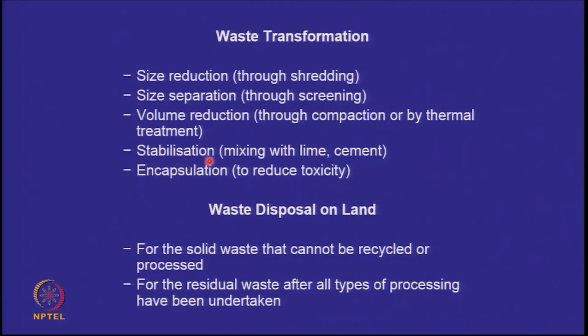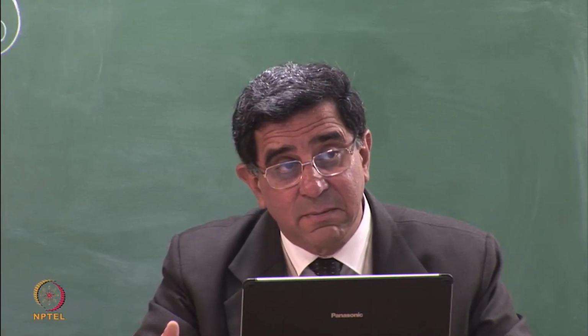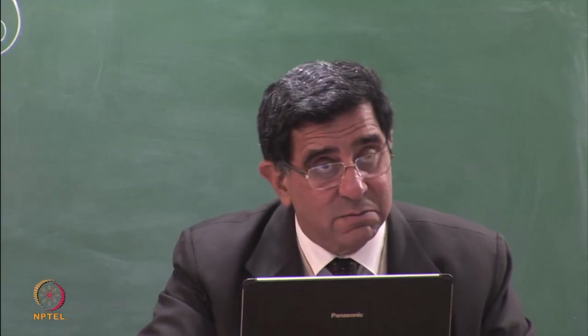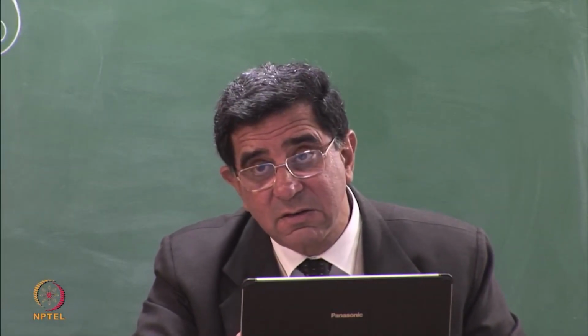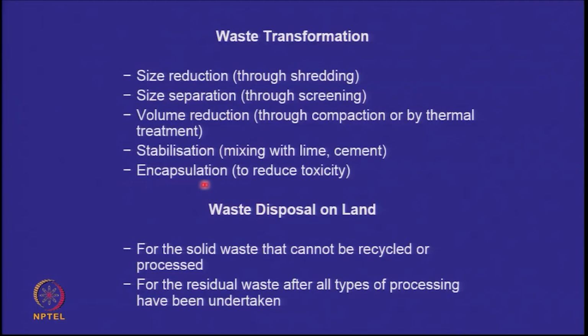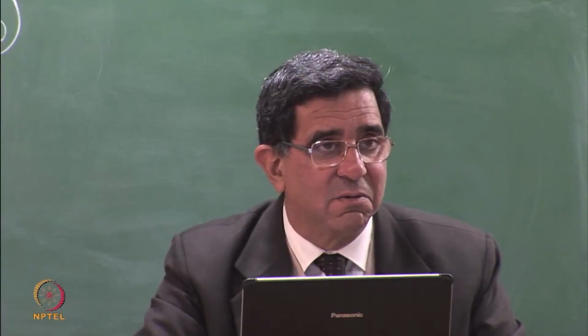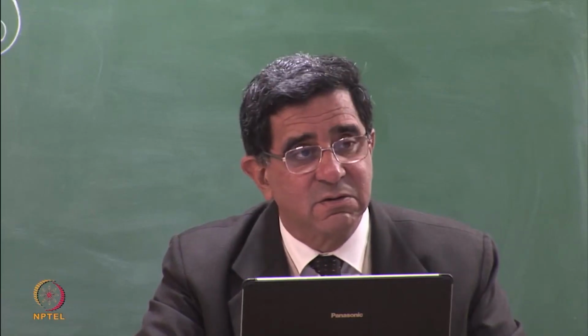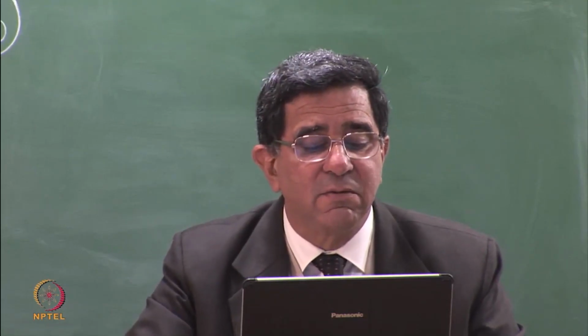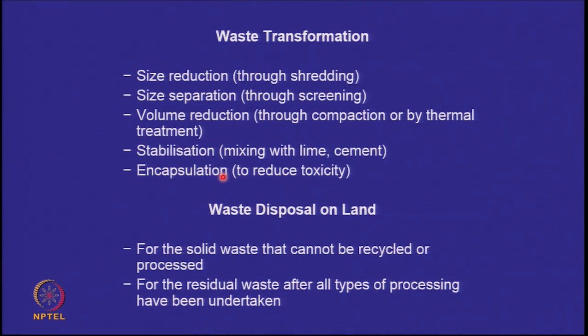You can stabilize the waste. The waste is hazardous. You can mix it with cement and lime such that the toxicity goes down, because the cement will react with the matrix, and when you do a leaching test, that much hazardous material will not come out. And you can also do encapsulation. That means your very toxic waste, you can embed it in the middle of a brick or into a glassy matrix so that it does not come out. So waste transformation is the next step after waste processing. And then finally, of course, you will do the disposal on land.